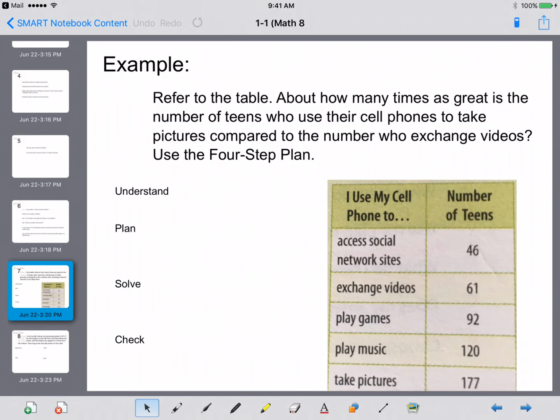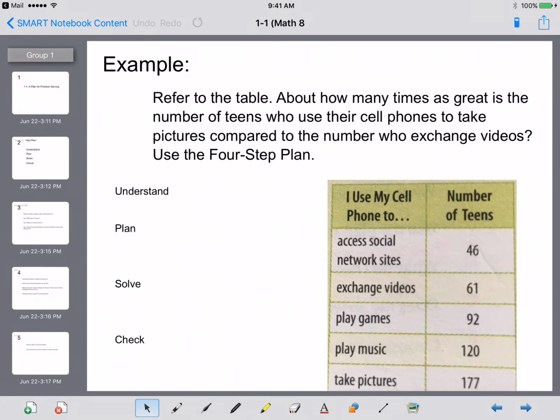So now we're going to go on to an example. Our example here says to refer to the table, which is below here. About how many times as great is the number of teens who use their cell phone to take pictures compared to the number who exchange videos? So we need to go down here and look in our table and see what we have. It says I use my cell phone to access social network sites, exchange videos, play games, play music, take pictures, and then it's the number of teens that do each of those.